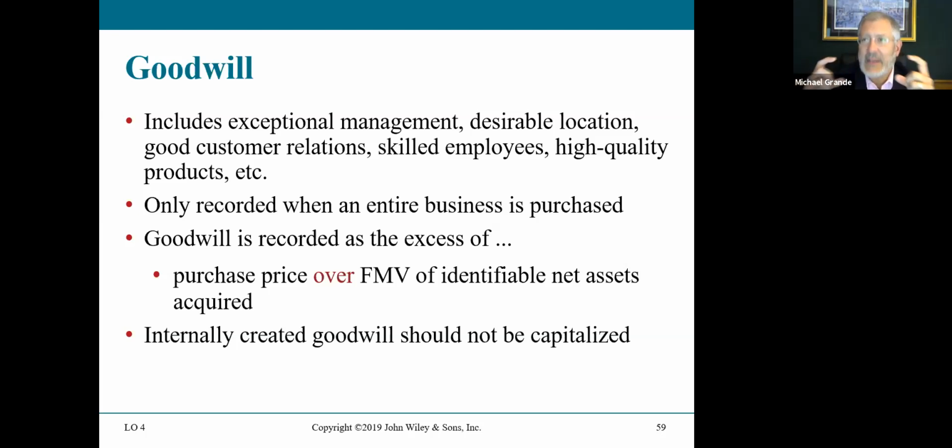You paid extra for that company because it has what? Exceptional management, a desirable location, good customer relations, skilled employees, high quality products. You paid more for that company than the underlying assets. That's called goodwill. Internally created goodwill should not be capitalized. It has to be purchased goodwill.